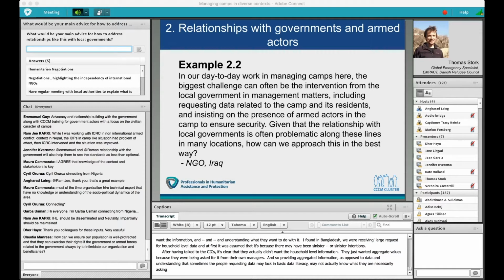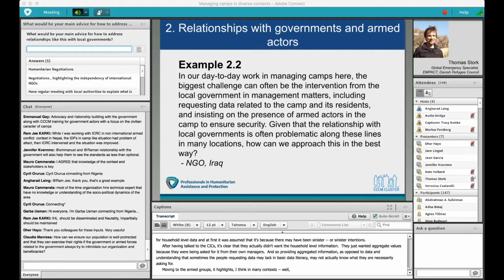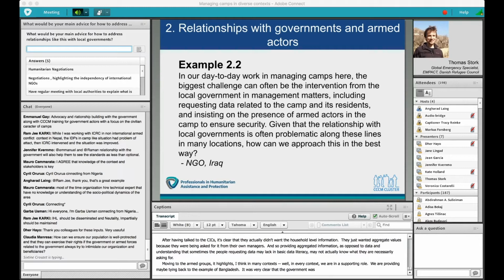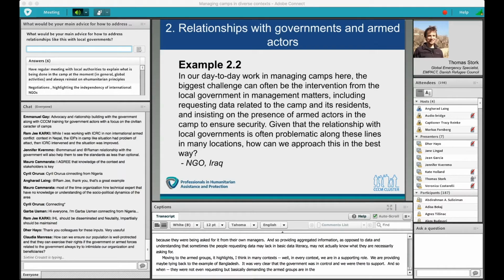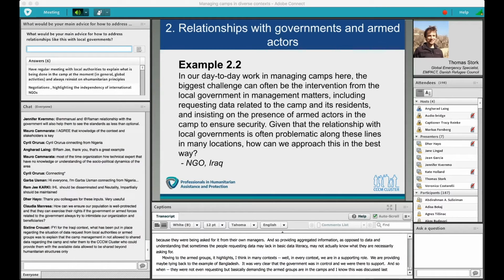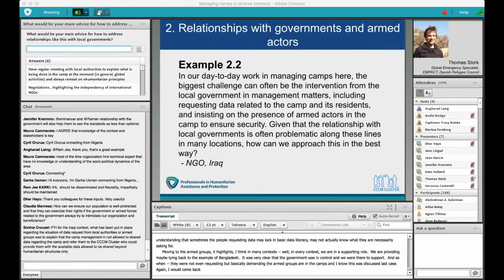Moving to the armed groups, it highlights, I think, that in many contexts, well, in every context, we are in a supporting role. Tying back to the example of Bangladesh, it was very clear that the government was in control and we were there to support. And so when they're not even requesting, but basically demanding that armed groups are in the camps, and I know this was discussed in the last case study, so I won't spend as long on it, again, I would come back to the need for a cluster red line and a cluster common stance. Again, you have the examples of, well, in the camp down the road, they allow armed groups in. So why can't we come into here?